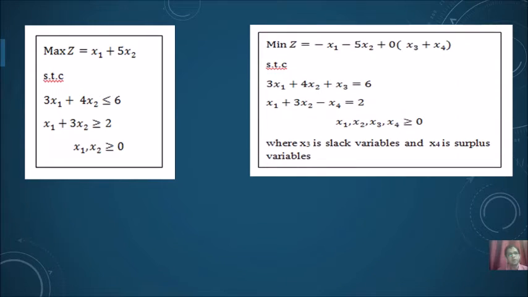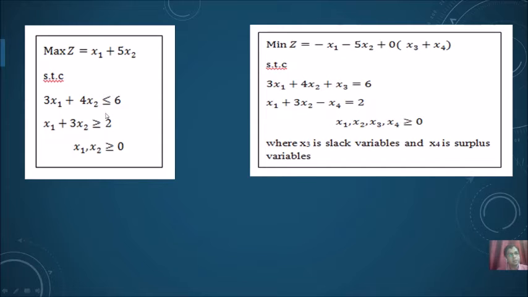So the standard form of this particular LPP is minimum of Z equal to minus x1 minus 5x2 plus 0 into (x3 plus x4), where x3 will be required in the first constraint and x4 will be required in the second constraint. Now notice that the first constraint is a less than or equal to type inequality. Therefore, we convert this inequality into an equation by introducing a slack variable on the left hand side of this constraint, and the resultant constraint is 3x1 plus 4x2 plus x3 equal to 6.